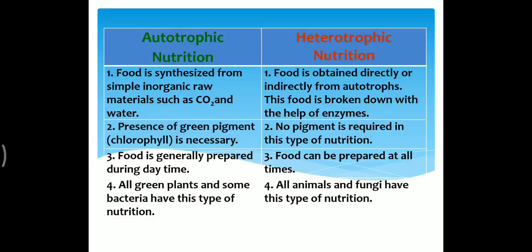Very green plants and some bacteria, blue-green algae, all those things have this type of nutrition, whereas all animals and fungi have this type of nutrition. So with this, we have finished the digestive system in humans, nutrition in humans. Now let us study the other system in humans.